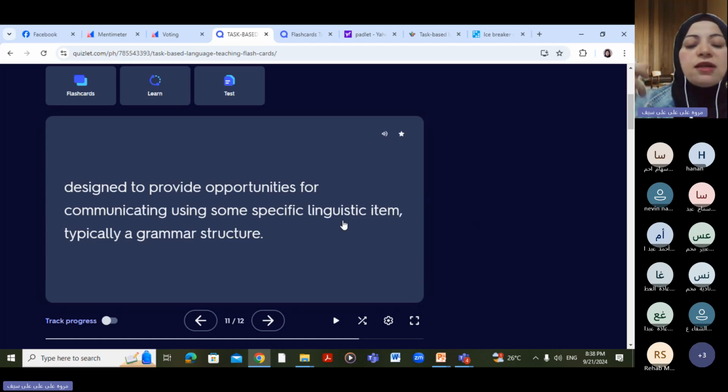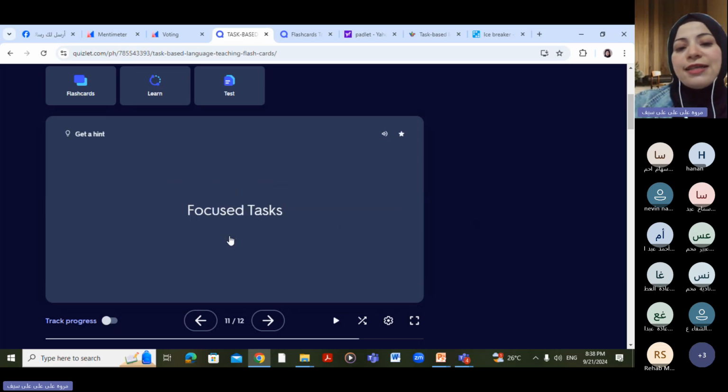So I focus on a specific linguistic item, typically a grammar structure. This is why this activity or task or technique is called a focused task, because it focuses on a specific linguistic area. The other tests that don't specifically concentrate on a specific area of language are called unfocused tests. All right, the last one we have is the input providing tasks.